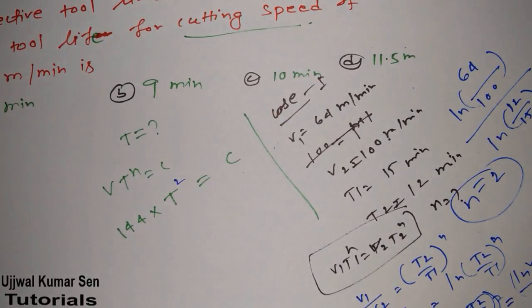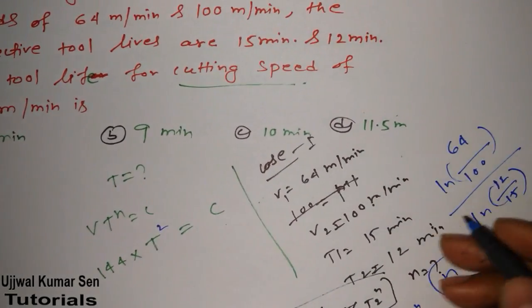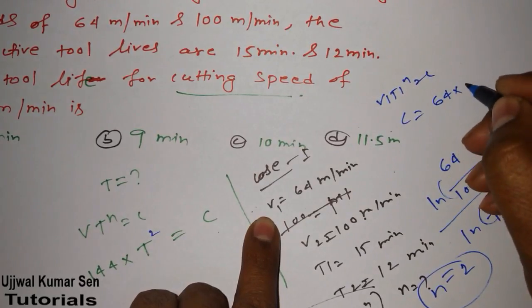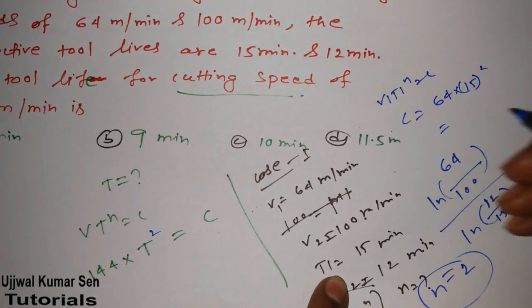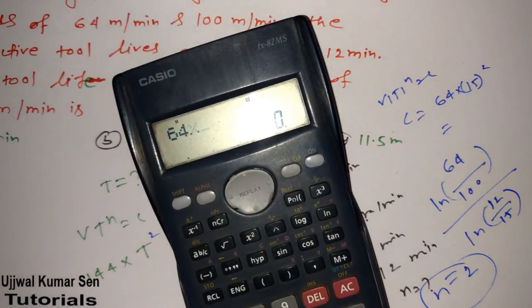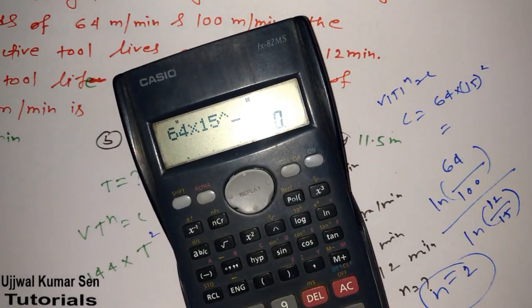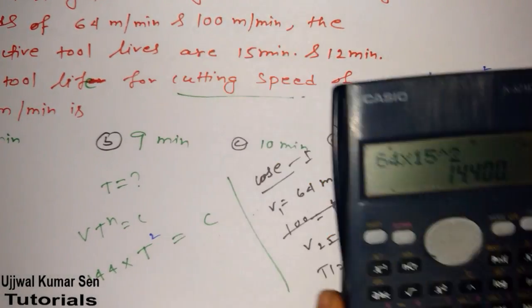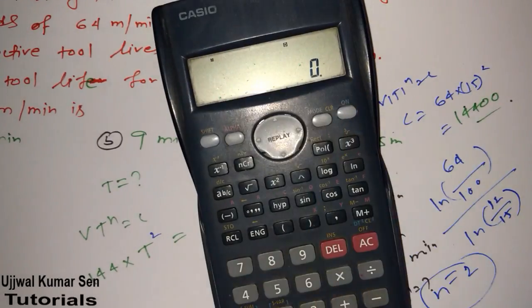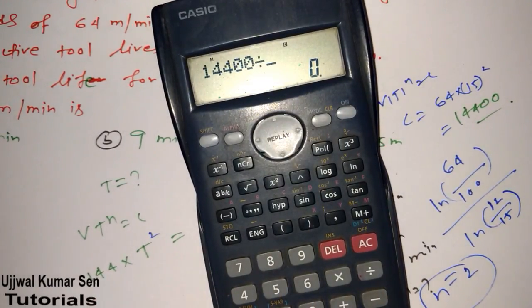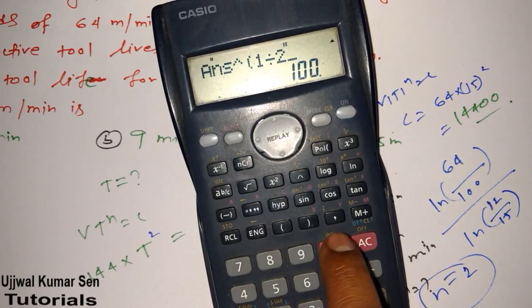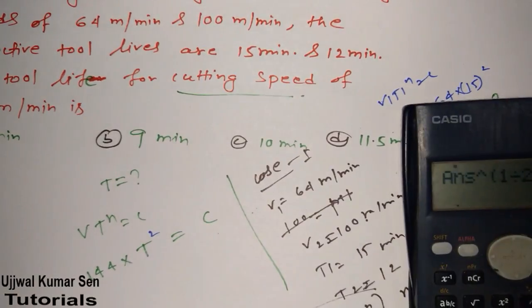Now is there any way to get the value of c? Yes, we can find the value of c by using any equation among these. So we have v1 t to the power n is equal to constant, so constant is equal to v1, 64, and t is 15 squared. So 64 into 15 squared, we are getting 14,400. Okay, so we can use that. So here what we have to do is 14,400 divided by 144, and whole to the power 1 by 2. Then we can find the answer. So it's 10 minutes. We are getting what?